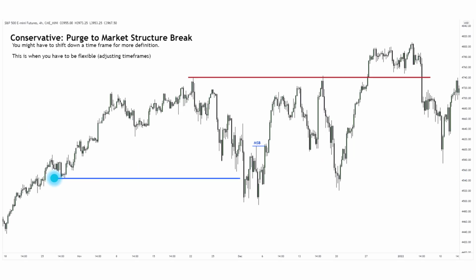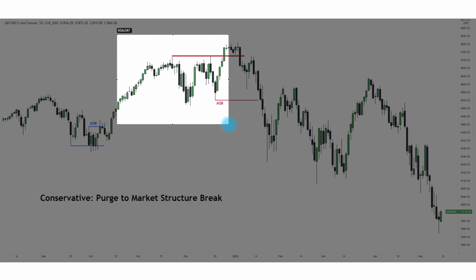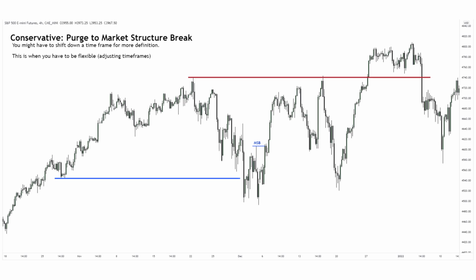So here, for instance, was this low right here, but we don't see a high we can consider as a market structure break here. There's no highs here we can consider. So this is when we shift down a time frame into the 4 hour for more definition, and that's what I did here. Since we went down a time frame, we can see more swing highs and more swing lows. So when price did take out that low, we can see that's a clean market structure break. And then you'll be waiting for an entire retracement.